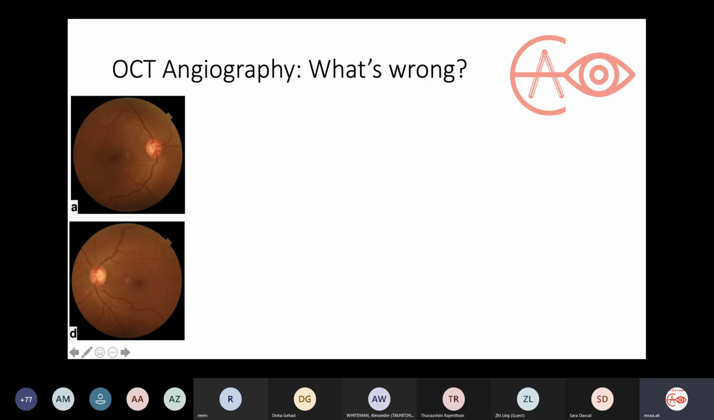So this patient comes to your clinic complaining of slightly decreased vision, let's say 6/9 or 6/12. And this is the fundus image. Can you see any abnormality in the fundus image?